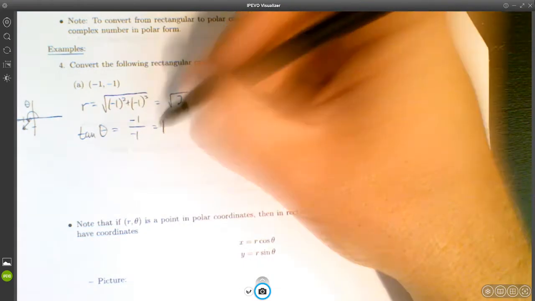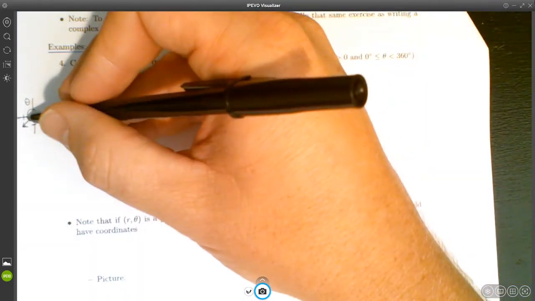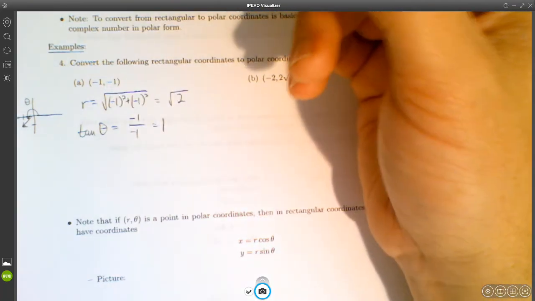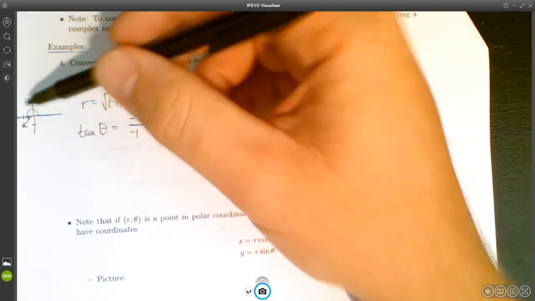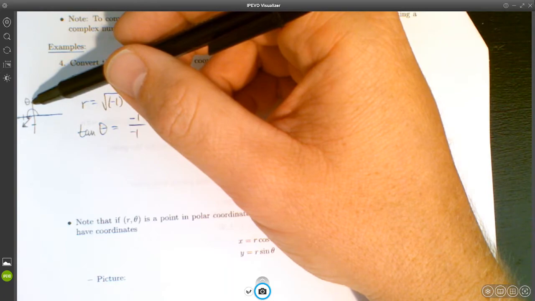So obviously theta is not going to be 45 degrees. Theta would have to be 45 degrees plus 180 degrees. So theta would have to be 225 degrees.